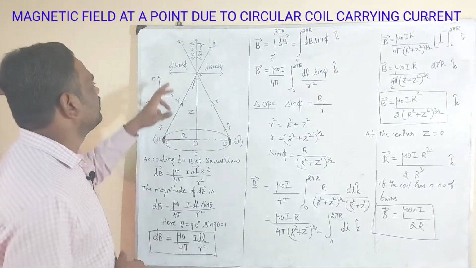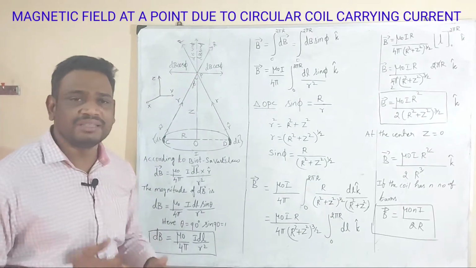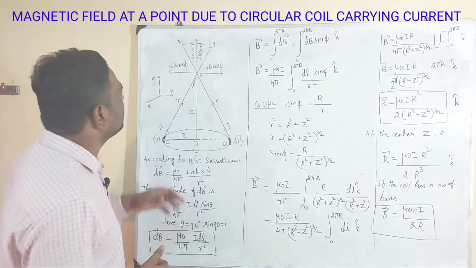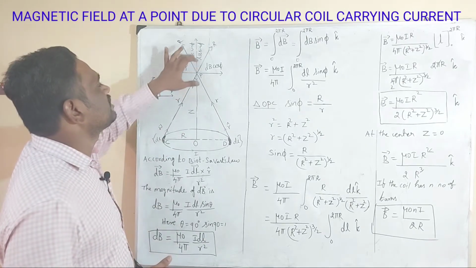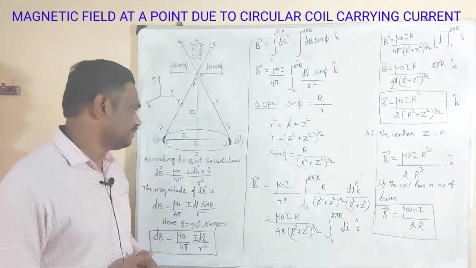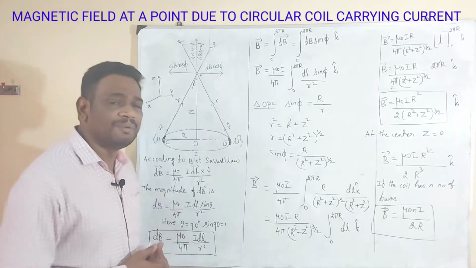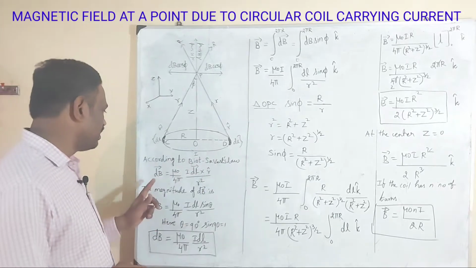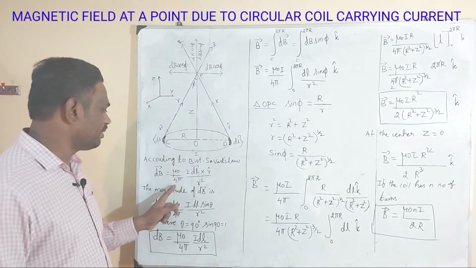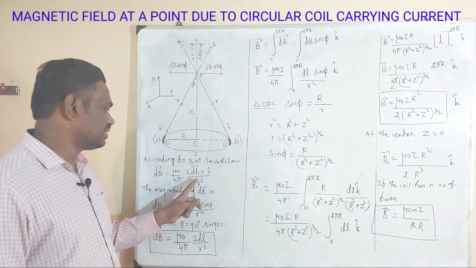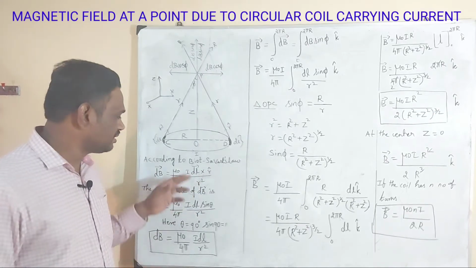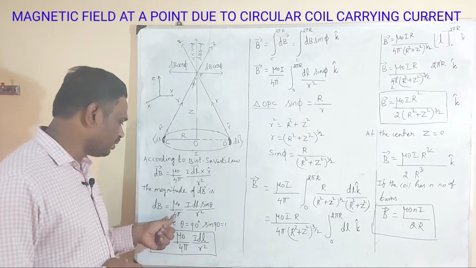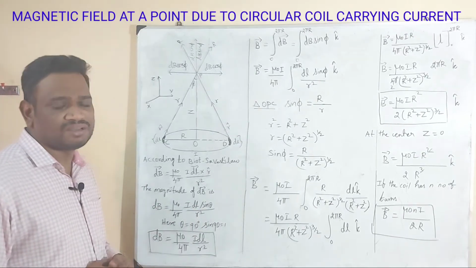Okay. Here dB cos phi is equal in magnitude and opposite in direction, so they will cancel each other. Only dB sin phi alone we have to consider, which will contribute to the magnetic field at the point P. So according to Biot-Savart law, dB is equal to mu naught by 4 pi, I dl vector cross r cap divided by r square. This is the vector form. So in magnitude form, dB is equal to mu naught by 4 pi, I dl sin theta by r square.